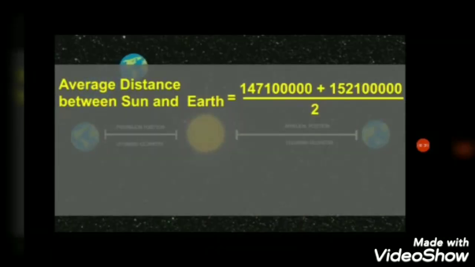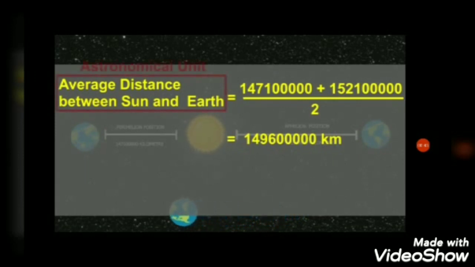The average distance between Earth and Sun can be found by taking the average of the distances at aphelion and perihelion positions, which comes out to be 14 crore 96 lakh kilometers. This distance is called an astronomical unit. In short, it is represented as AU. 1 AU equals 14 crore 96 lakh kilometers.